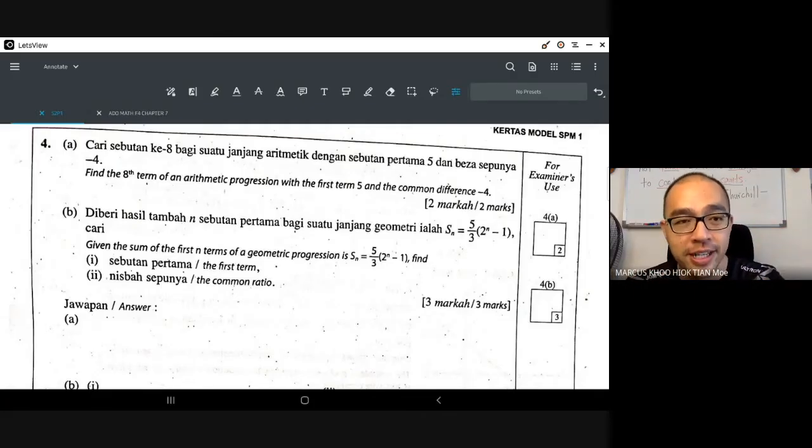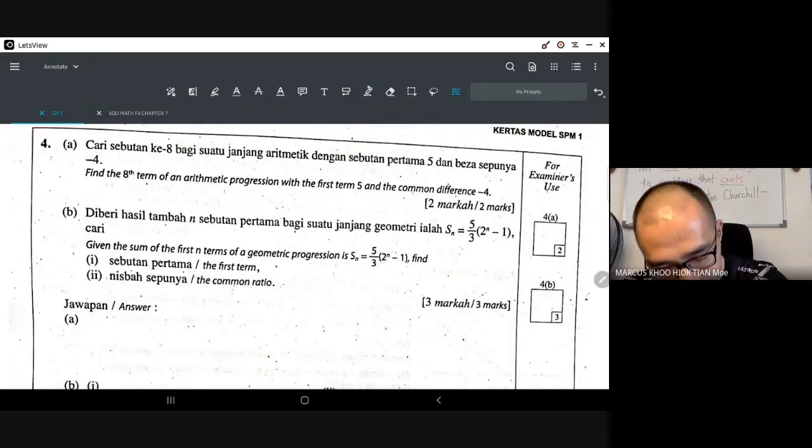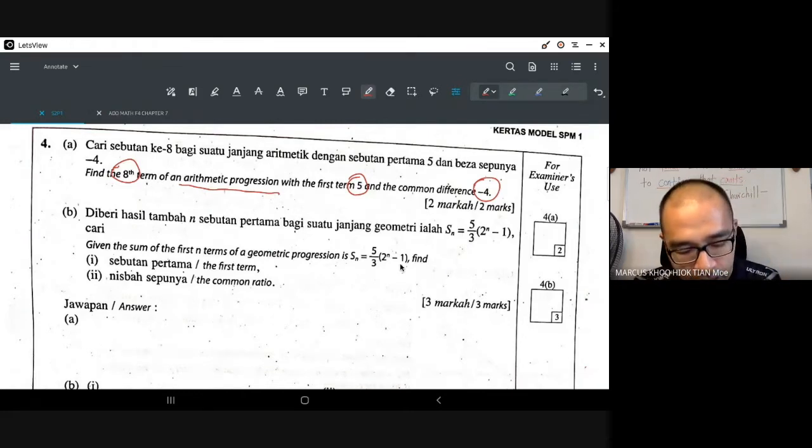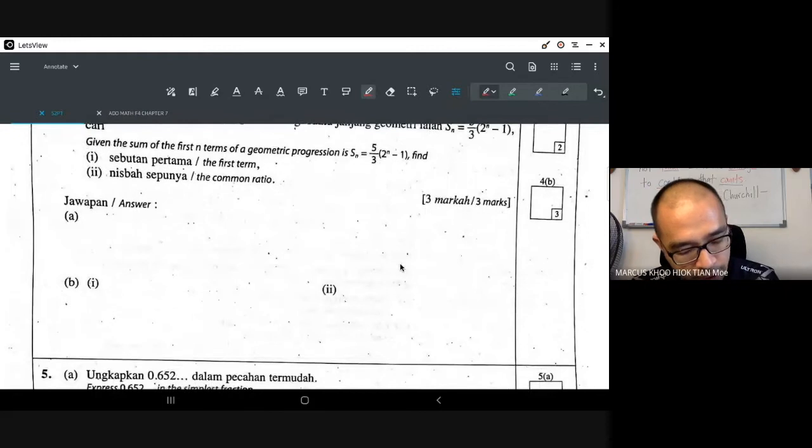Number 4. Okay, so this question is: find the 8th term of an arithmetic progression with the first term 5 and the common difference of -4. This is probably the most basic. It is seriously basic. But let's do a little recap on arithmetic progression.